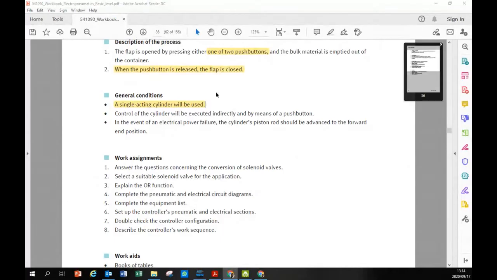Okay, so the control of the cylinder will be executed indirectly by means of a push button.